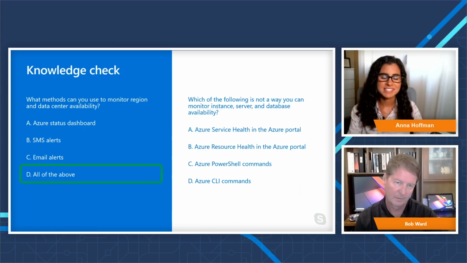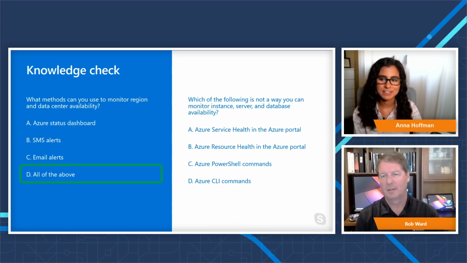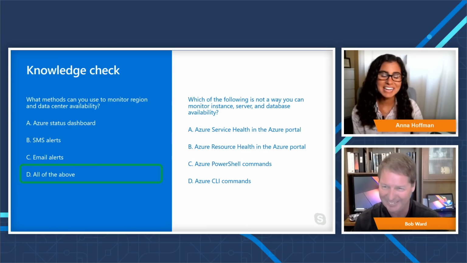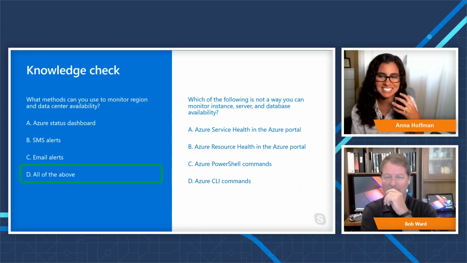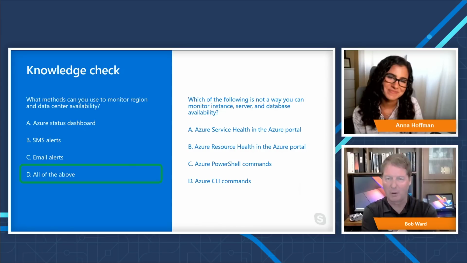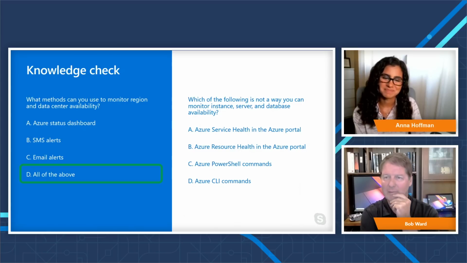Right. And I think for this second one, which is interesting, seems like maybe people used your method of, and I love the way that you did not emphasize the not. I tried really hard. I think I smiled. Yeah. So let's talk about the true part of it, since we're doing the not part. So resource health is a way to monitor instance, server, and database because those are resources, right? And because you can do it in the portal, you have CLI options to do that. So C and D would apply. So if we're doing the not case, A has to be the answer, right? That's correct. Yeah.